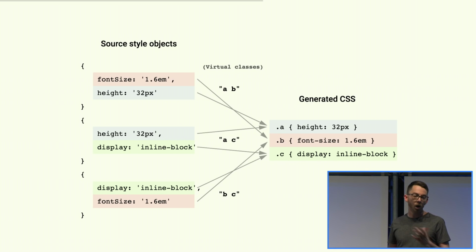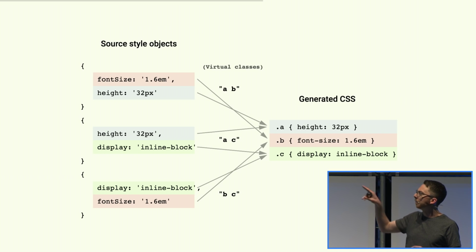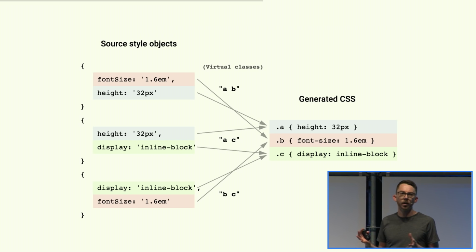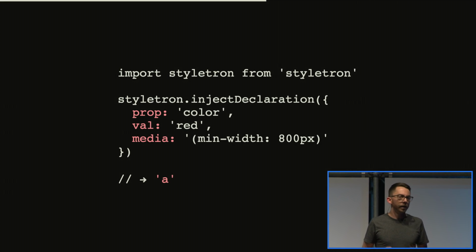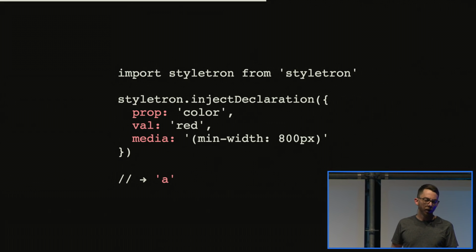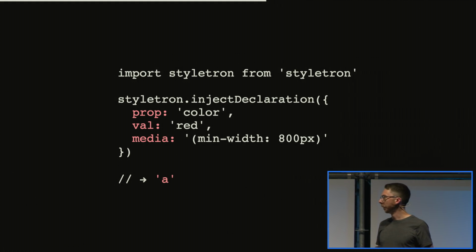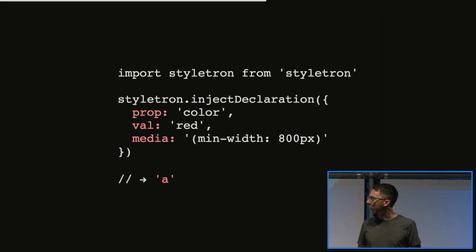And this is something that Styletron can take care of for us automatically by generating these virtual class strings in the middle. So you notice we've got classes of AB, AC, BC. That's encapsulating what's in common between these different styles for us. So that atomic CSS style string can actually be generated for us. So in code, what that looks like at its lowest level is Styletron gives us an API to inject a single declaration of a property, value, and media query combination. Again, this is not inline styles, this is generating real CSS. And for this, what we get is the class A. This is the first class we've generated.